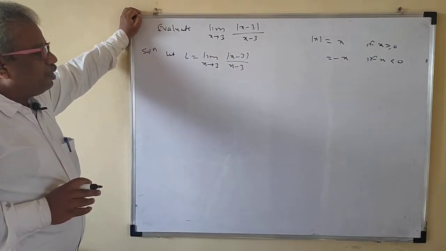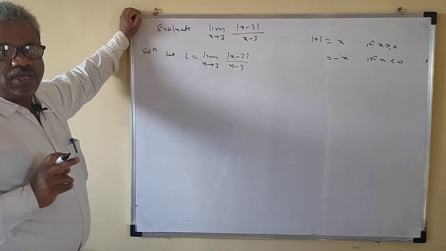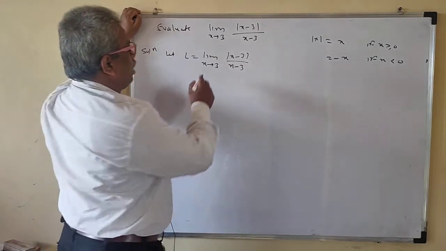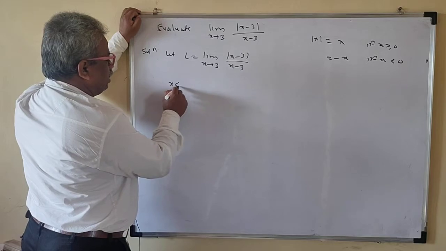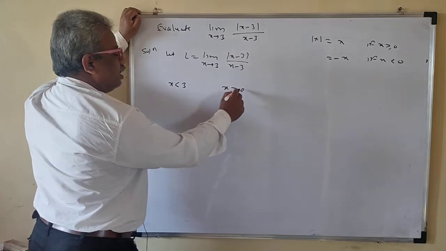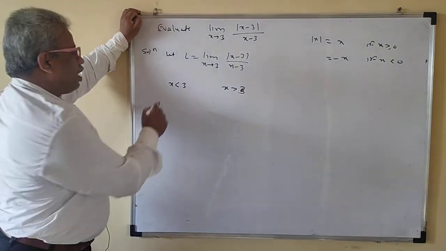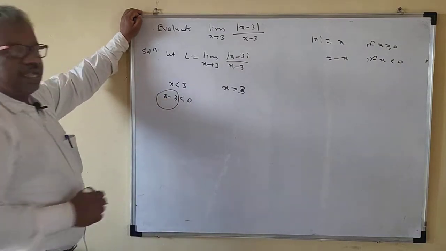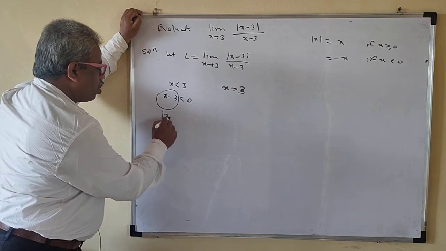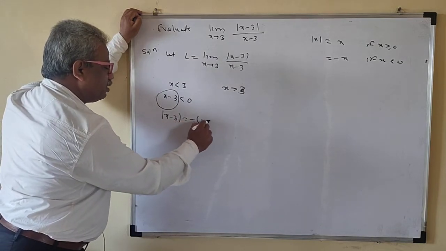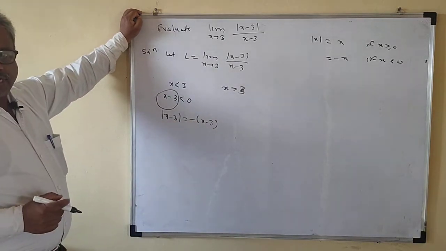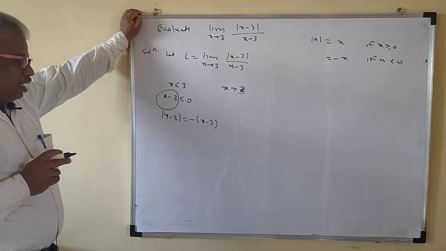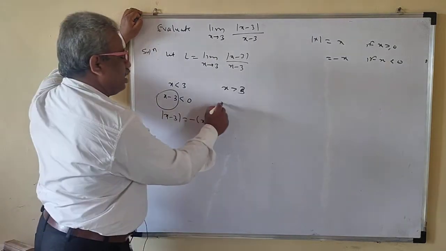Okay, now that means if x is negative, now see here, x tends to 3 means x is less than 3 or x is greater than 3. So if x is less than 3, then x minus 3 is less than 0. That means this is negative. That means mod of x minus 3 is same as minus of x minus 3. Right? So that means here, if x is less than 3, and if x is greater than 3, what is this?